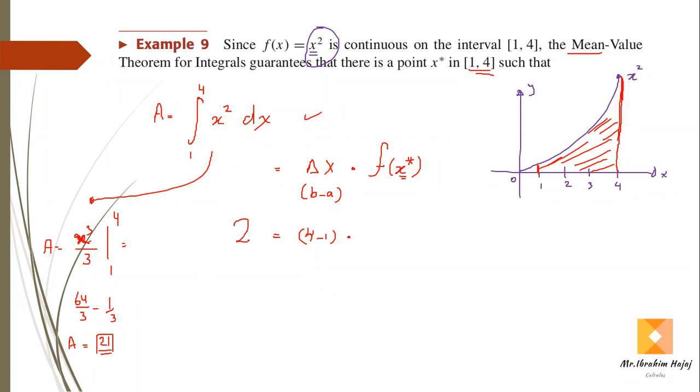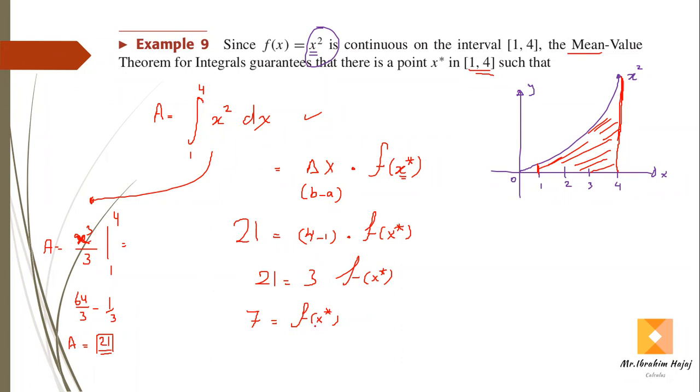So imagine that this all is 21, and here f of x should be 7. Why 7? Because we divide by 3, since delta x is 3. Let me complete the equation: 21 equals 3 multiplied by f of x star. Dividing by 3 on each side gives f of x star is 7.